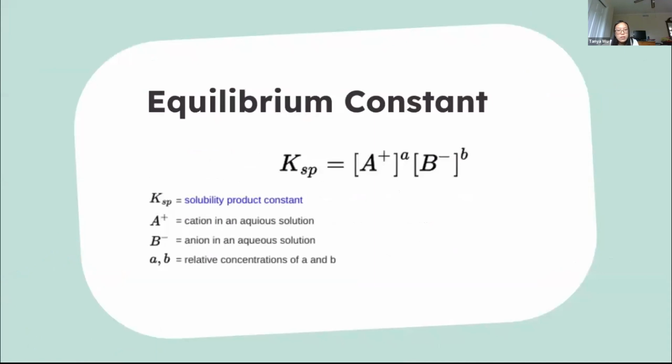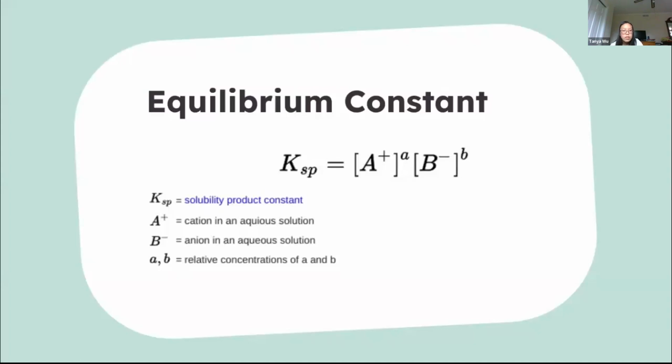Equilibrium constant. So this is a more complex thing, but basically Ksp is just the constant at equilibrium. In chemical reactions, there's forward and there's backward. So equilibrium is just when the rate of the forward reaction is equal to the reverse reaction.